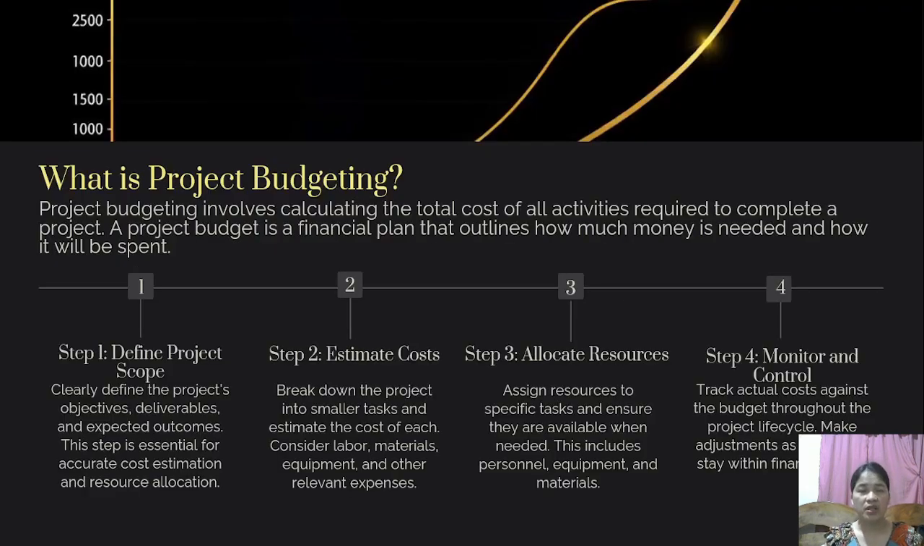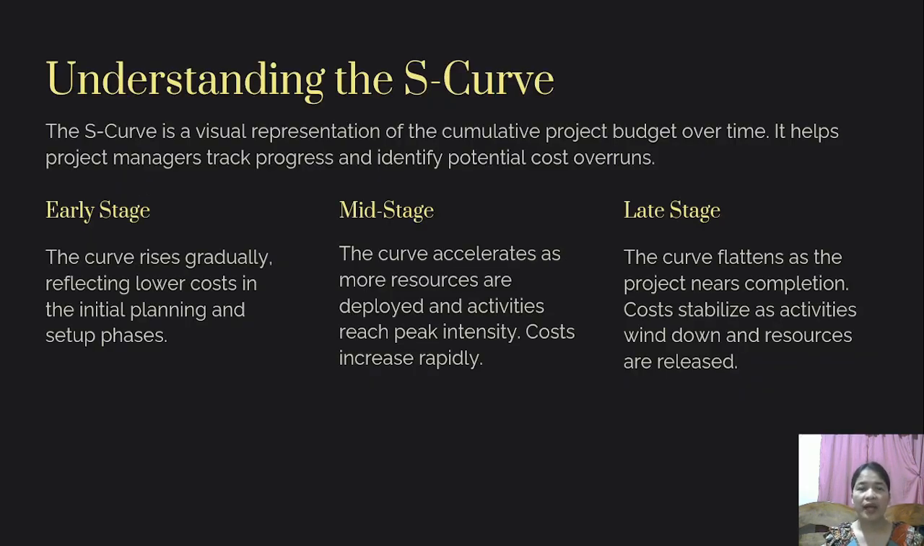In budgeting and cost control, there is what we call S-curve. So the S-curve is a visual representation of the cumulative project budget over time. So basically, this is just a graph of the budget over time. It helps you track progress and identify potential cost overruns. So in the S-curve, there are three stages: the early stage, the mid-stage, and the late stage.